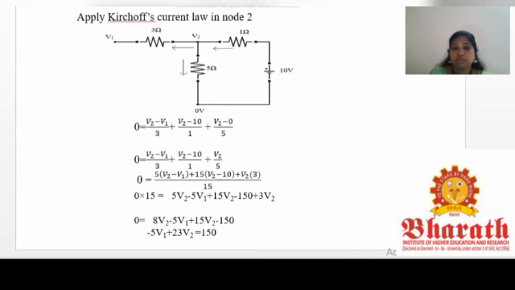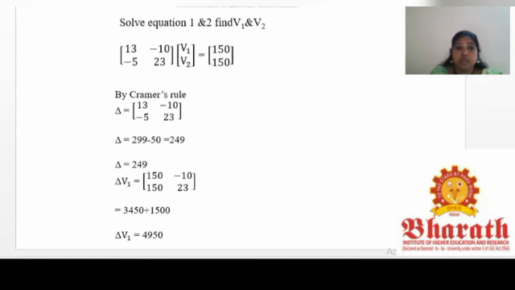So now we are going to simplify this node 1 and node 2 equation, and we are going to find the values for V1 and V2. We are going to use Cramer's rule for simplification. So we are going to frame the matrix and use Cramer's rule.